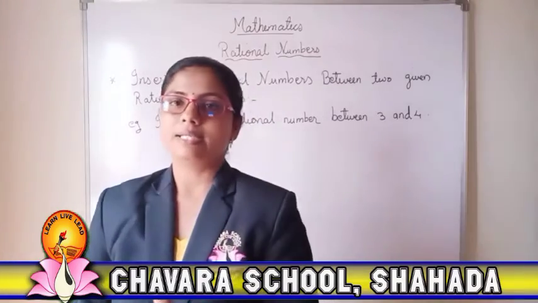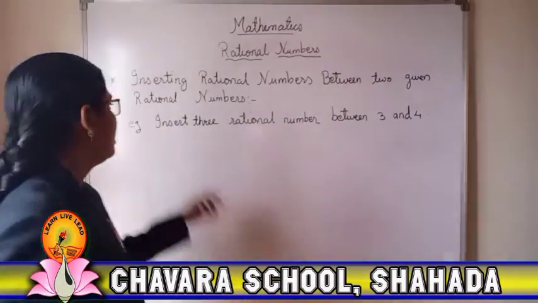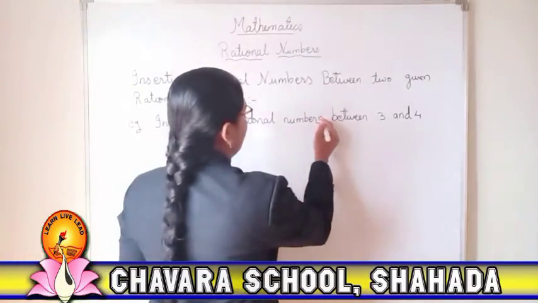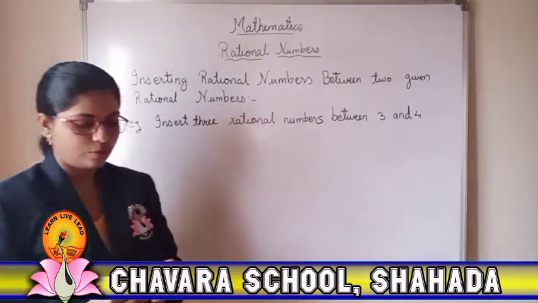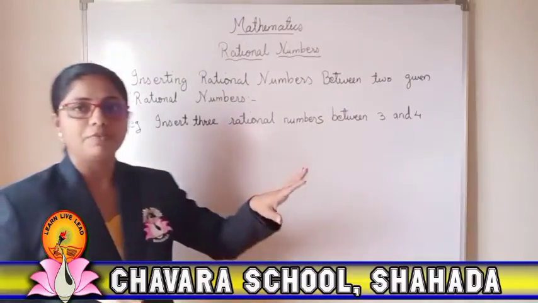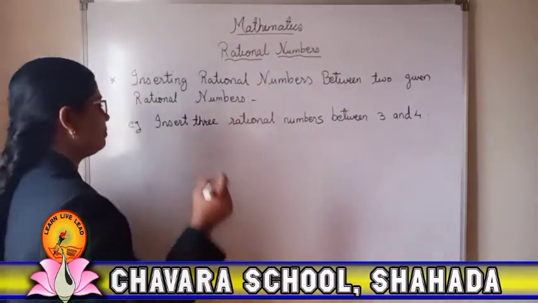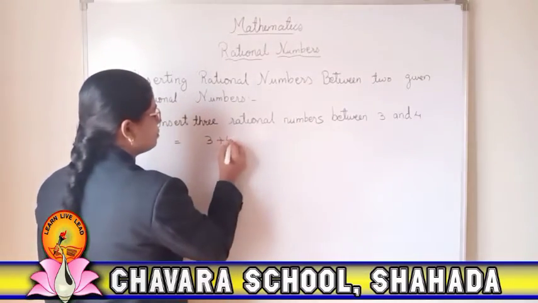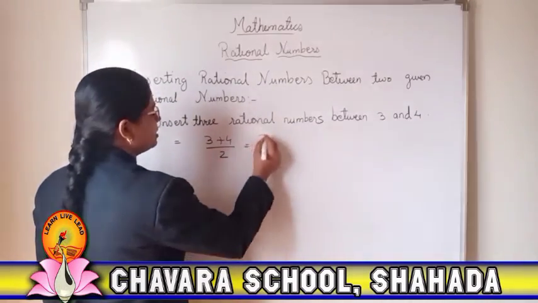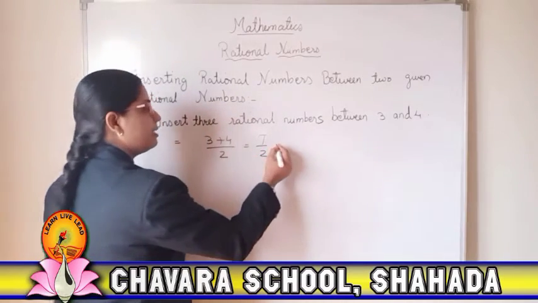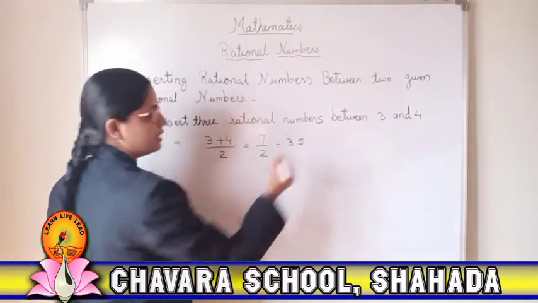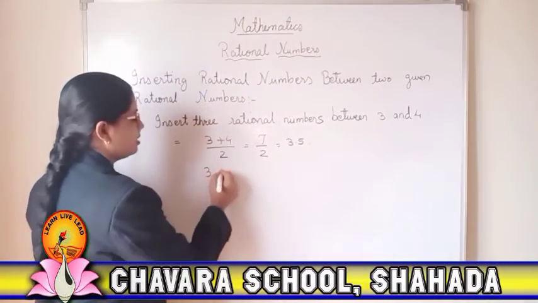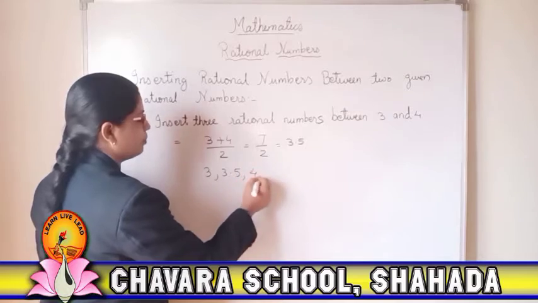So now let us see a different type of example. Insert three rational numbers between 3 and 4. So we have to insert three rational numbers between 3 and 4. The first step for inserting one rational number is (3 + 4)/2. It will be 7/2. If we divide this, we will get 3.5. So we got the in-between number. So it will be 3, 3.5 and 4.